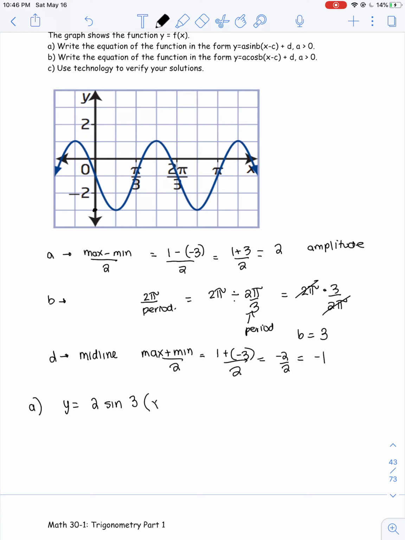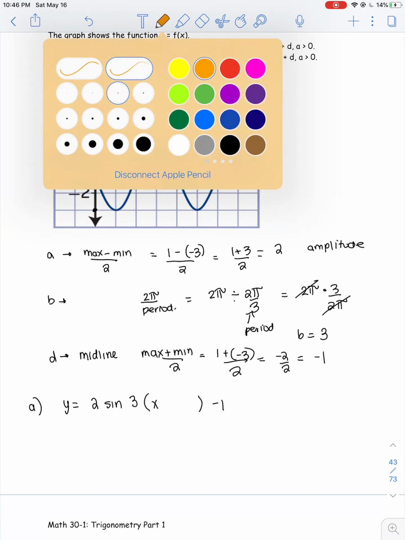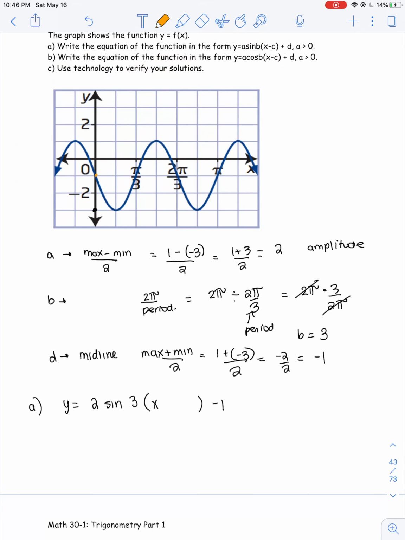Then we're going to have x, we're going to have some space for that c value that we have to find, and then -1 for our d value. Okay, so what we need to know about the phase shift is that we have to compare it to sine. Well, sine always starts from when we're at the midline, so this is our midline right here, which is at -1.